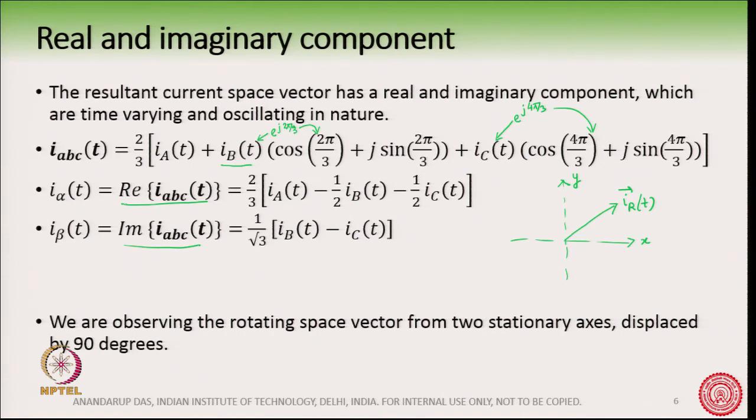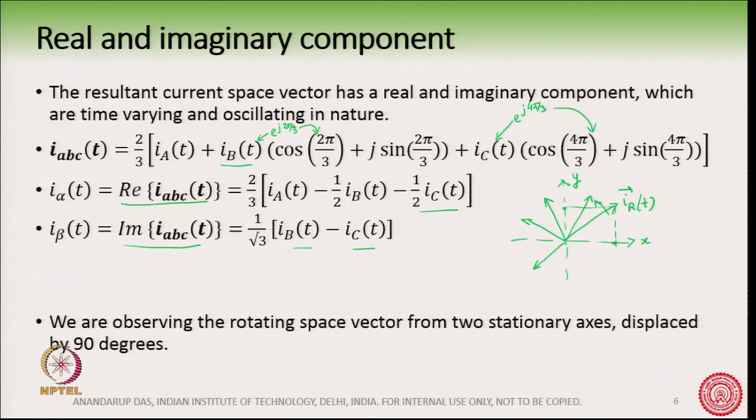What do I get? I get these quantities: 2/3 I A(t) minus half I B(t) minus half I C(t) as the real part, and the imaginary part as 1 by root 3 times I B(t) minus I C(t). Okay. So, this is the real part and the imaginary part. As I R(t) is rotating, the projection on the x axis and y axis is changing with time, right.